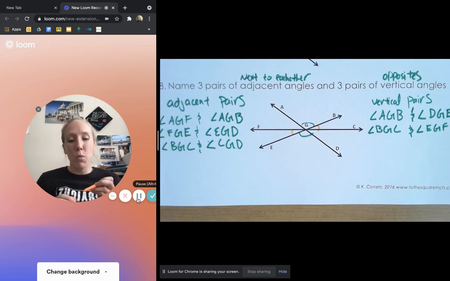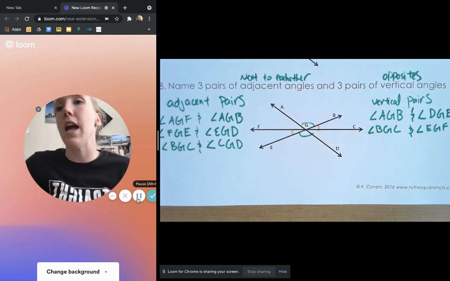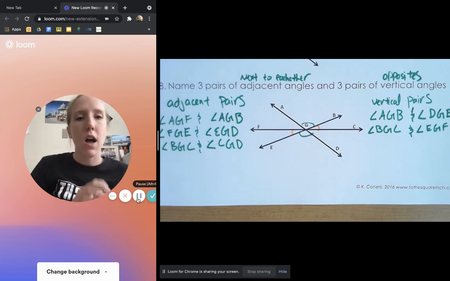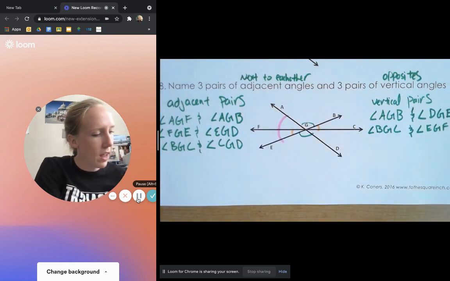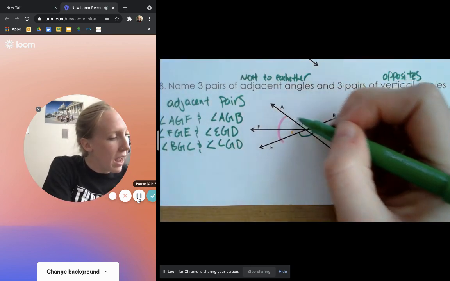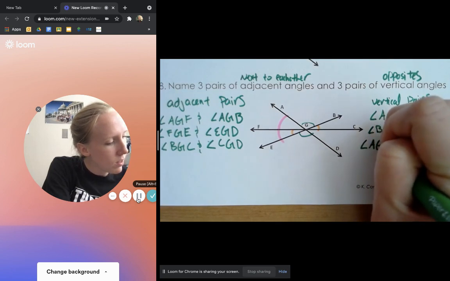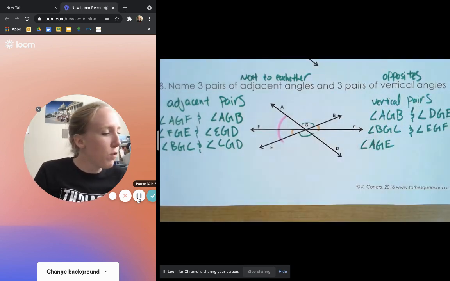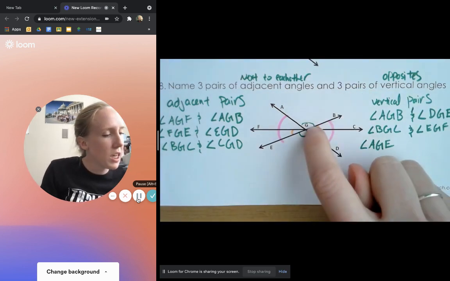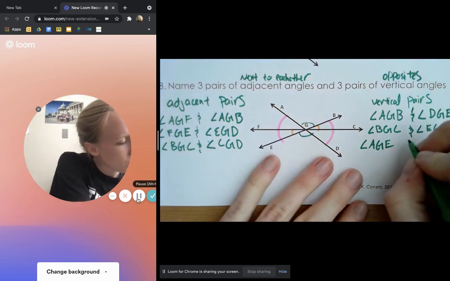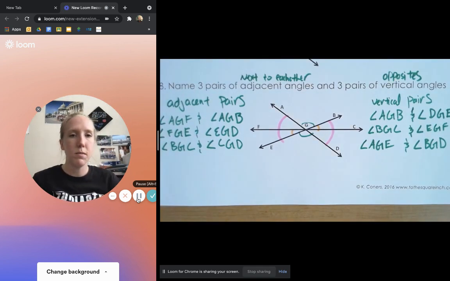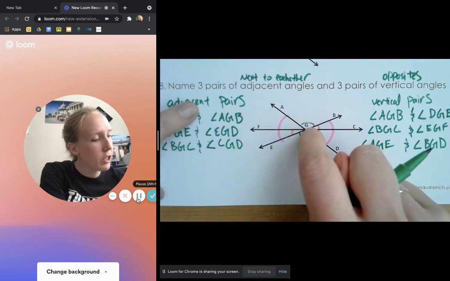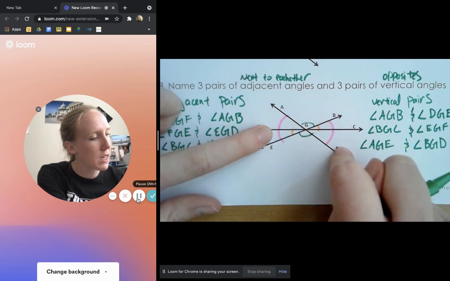Now, we don't have to just do little tiny angles. We could do bigger angles. We could ignore this one in the middle and do that whole thing, and that would be angle AGE. And if you flip it over, it would match angle BGD. So angle AGE, the pink one, would match angle BGD.